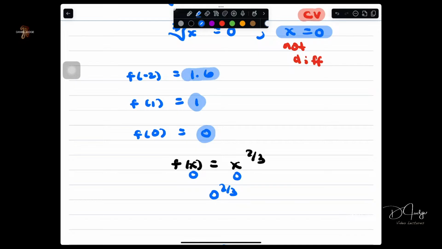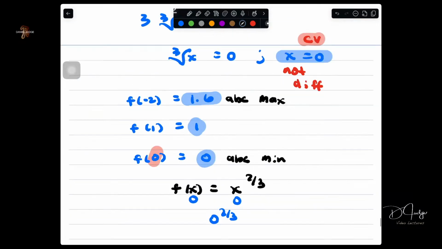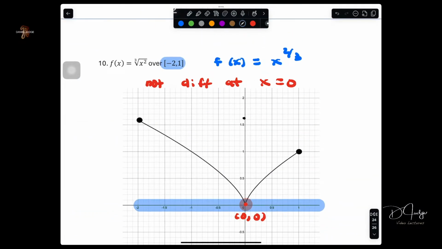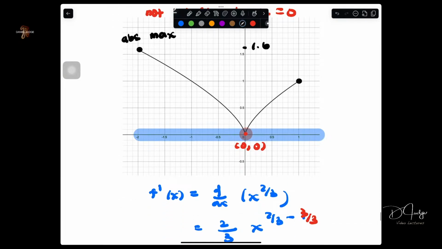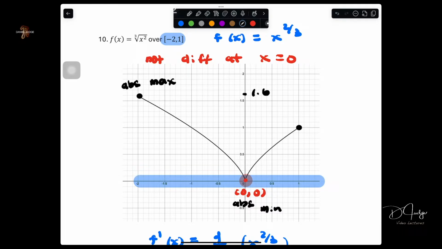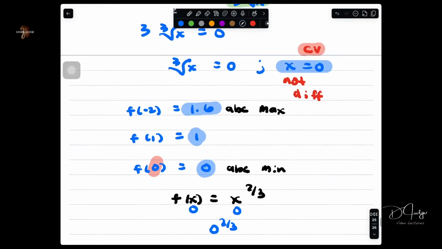So we have the value of the function at the endpoints, and the value of the function at its critical value being 0. So we know 1.6 is the absolute max, and 0 is the absolute min. So we have the absolute max of 1.6 at -2. And yes, we can kind of see that in this picture. This is the absolute max location, and then you've got the absolute min location at 0, 0. Those are the coordinates. It does look like it makes a lot of sense, but we just have to formalize the answer.